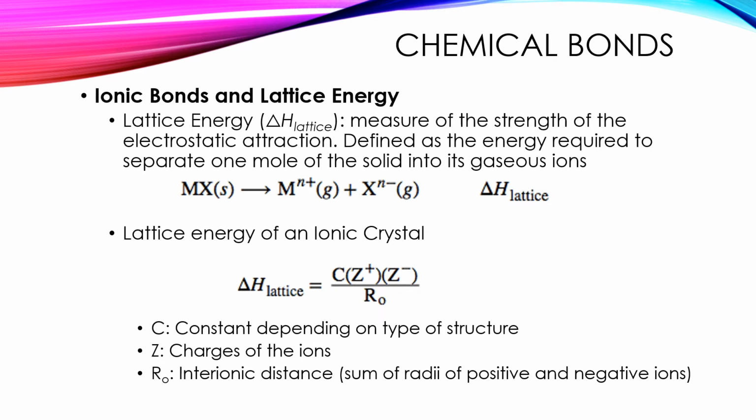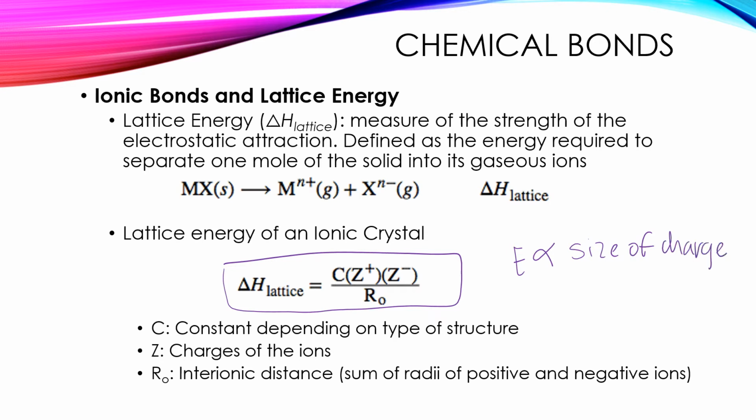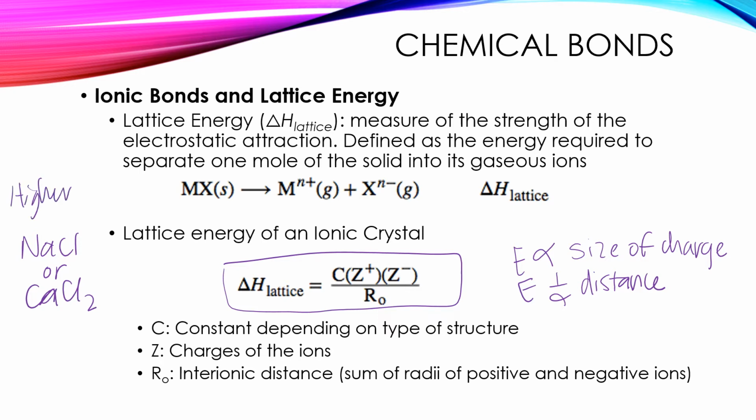If you notice, the equation for calculating this looks exactly like Coulomb's law. So the energy is going to be, again, directly proportional to the size of the charge, but inversely proportional to the distance. So how can we apply that? Let's say we wanted to ask which one has the greater lattice energy, sodium chloride or calcium chloride. The one with the higher lattice energy is going to be calcium chloride, because the calcium 2+ has a higher charge, which is going to give us a greater lattice energy.